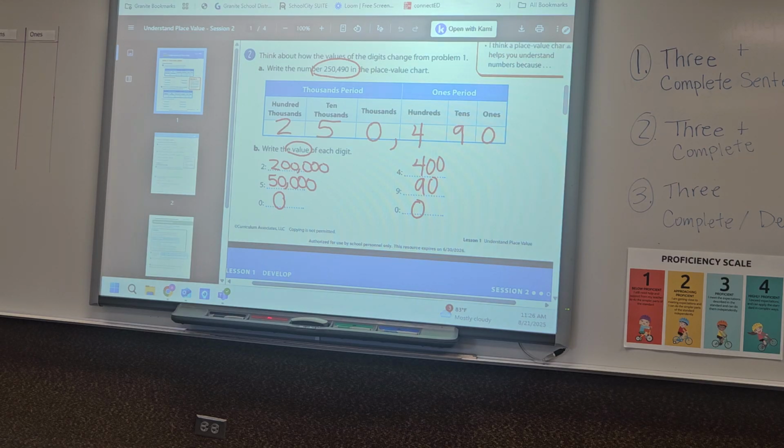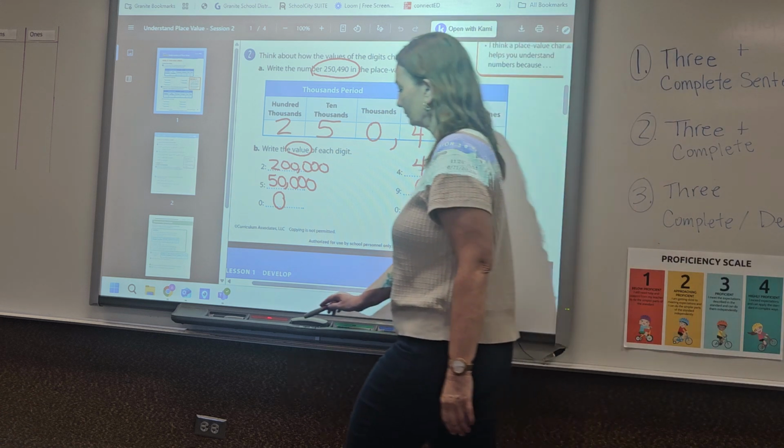Good. I see some stars on your papers. That's great. You don't have to do that, but you can see that you did it right. And if you copied it from your friends, is this helping to understand better? It should be helping you to understand better. Let's go on to the next page.